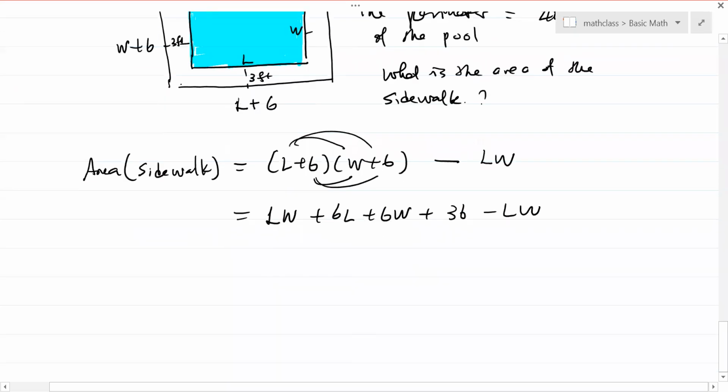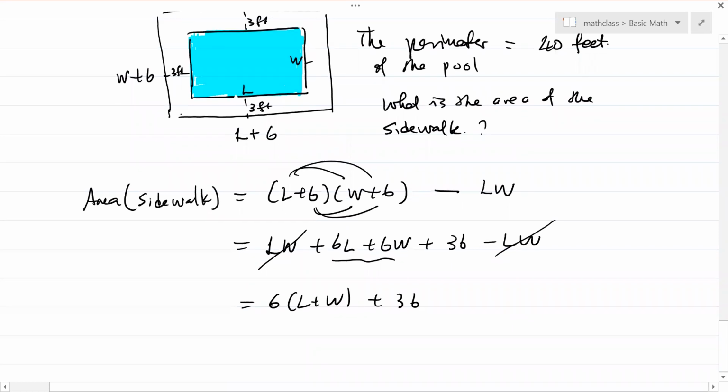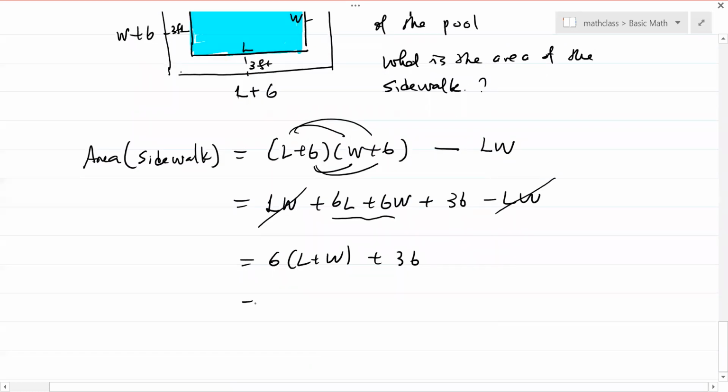And you will be surprised, the area of the swimming pool is gone. What is left is only 6 times (L plus W), plus 36. So the perimeter is going to be 40 feet. So half of the perimeter will be 20 feet. So then you get 120 plus 36, 156, okay, square units. So that's going to be feet squared. That is the area of the sidewalk.